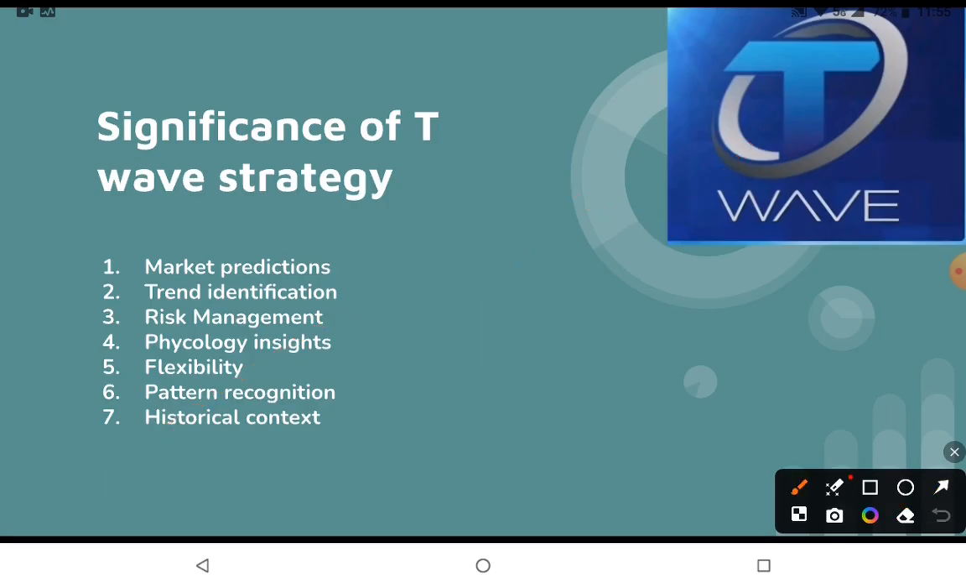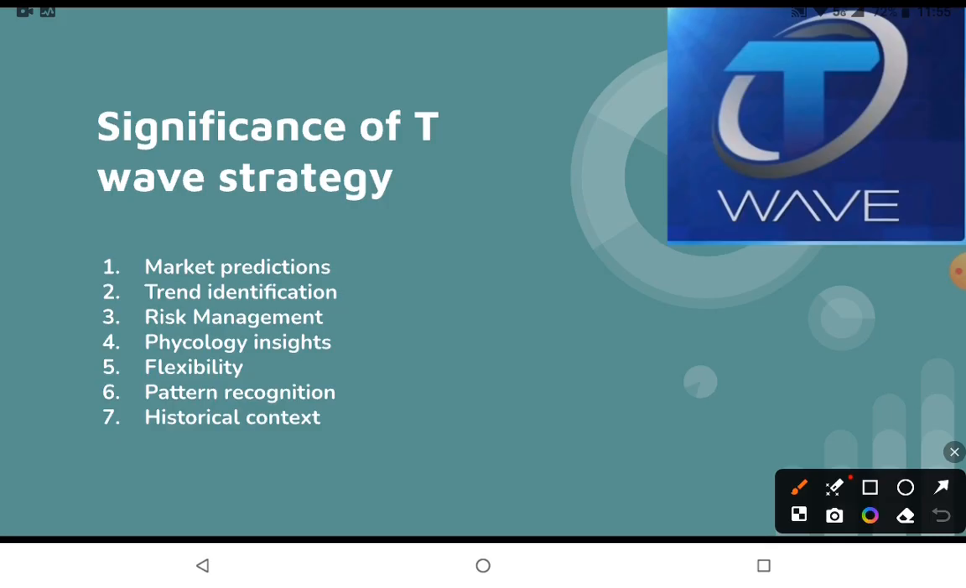Okay, we don't want to trade the sideways trend. We just want the uptrend or the downtrend. These are the two trends we're actually focusing on in our T-wave strategy. For trend identification, the strategy aids in recognizing the overall market trends, whether bullish or bearish. We are not looking for consolidating markets, we're looking for a bearish or a bullish market in the trend.